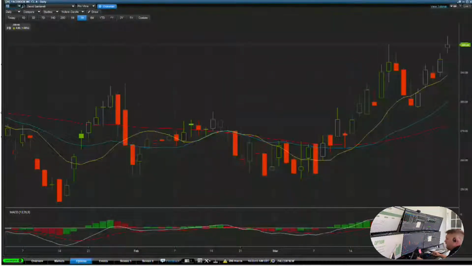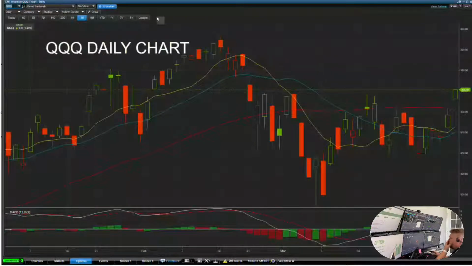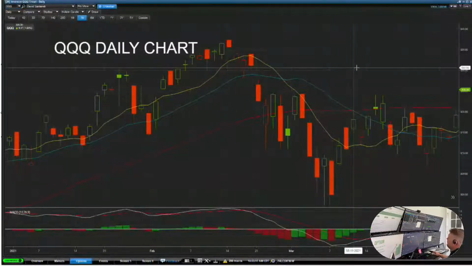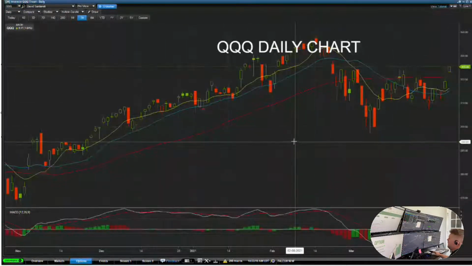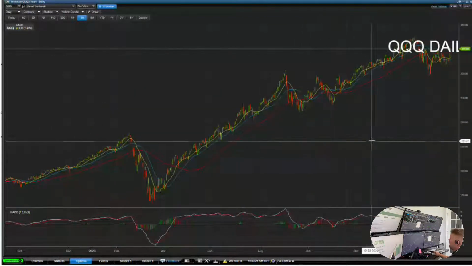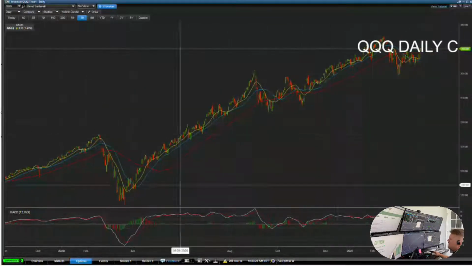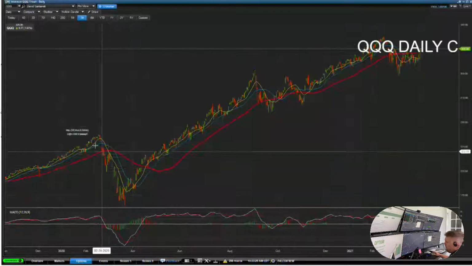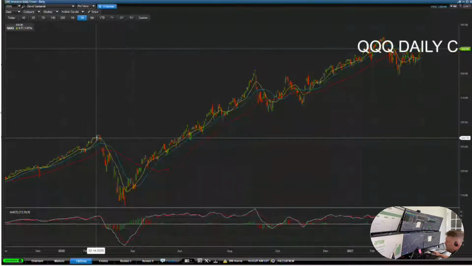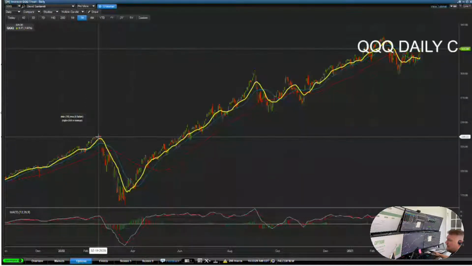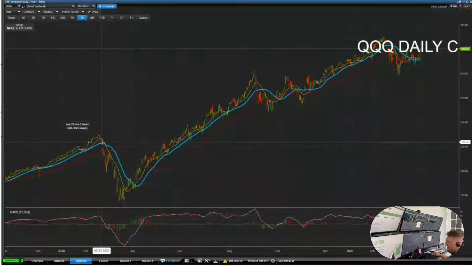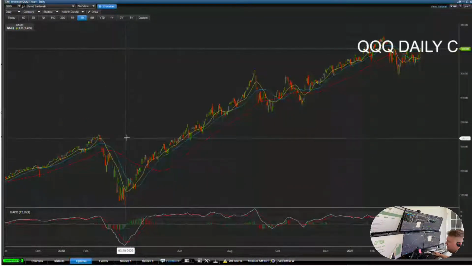All right, let's go to Qs here. So here's a perfect example of Qs, right? I look at this chart right here of Qs. You guys remember what happened last year, right? Right around February, March of 2020. What happened? The coronavirus, right? We had a big pullback here, right?